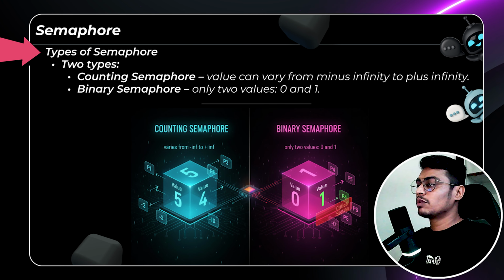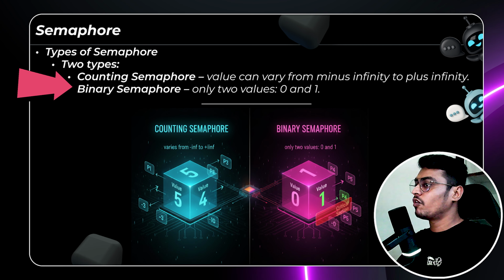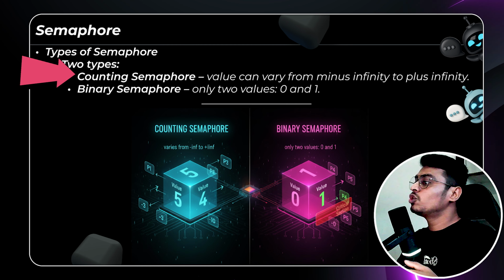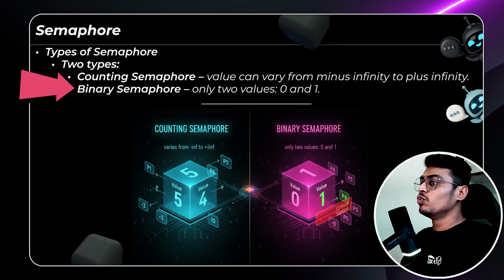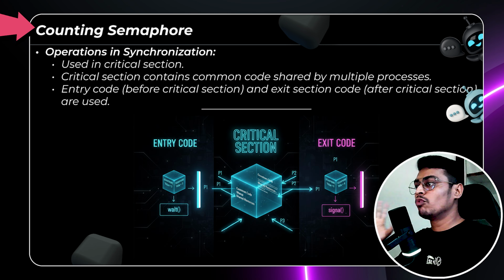Now, types of semaphore. There are two types of semaphore: counting semaphore and binary semaphore. The value of the integer variable can vary from minus infinity to plus infinity in counting semaphore, but in binary semaphore there are only two values, 0 and 1, as the name suggests. So let's first discuss counting semaphore.